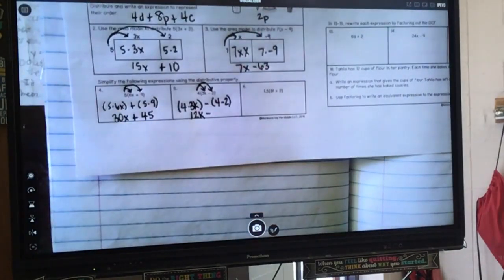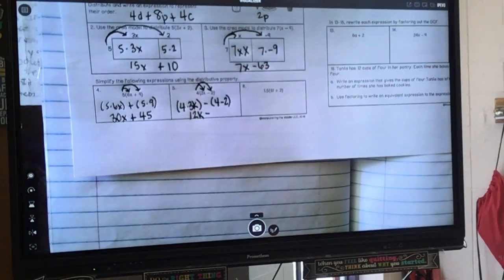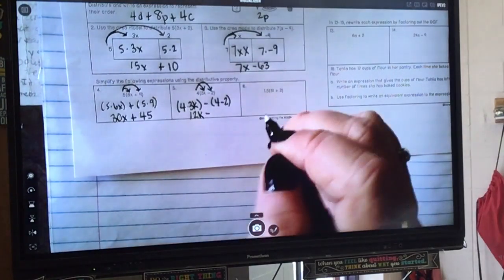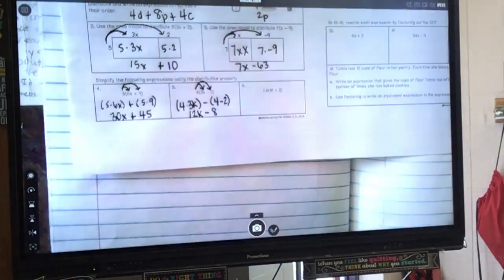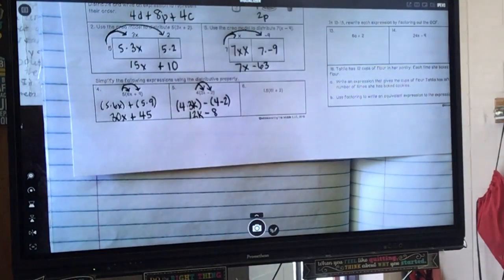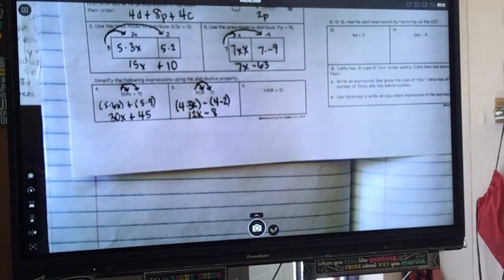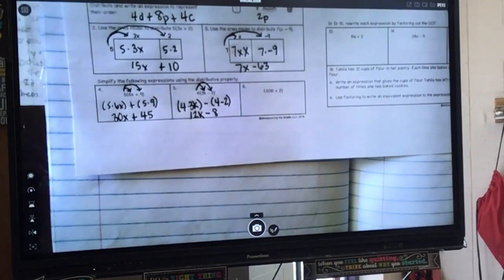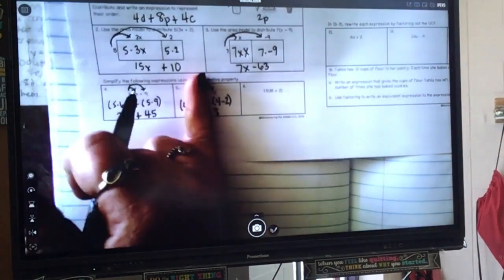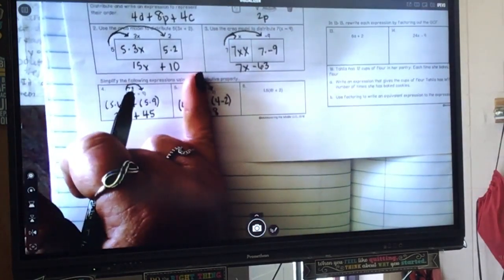What's 4 times 2? 8. And is it a negative 2 or a positive 2? Is it negative 2? That's it. Because you're only looking at the inside. Does that make sense? Yeah.